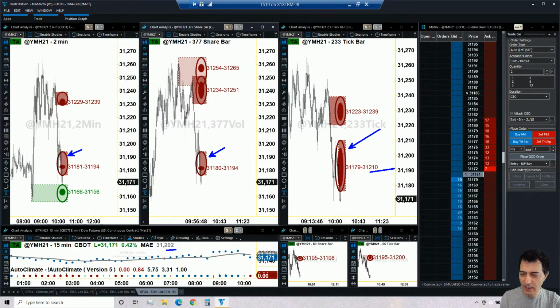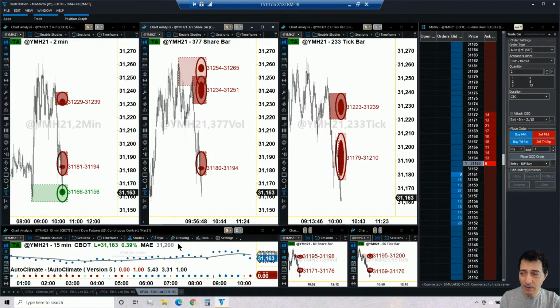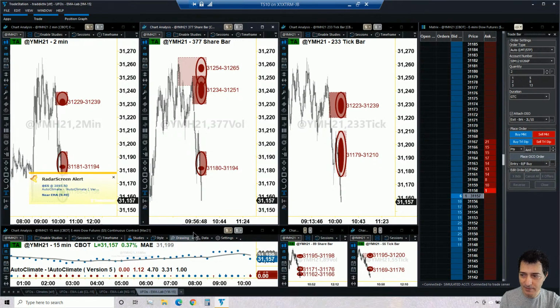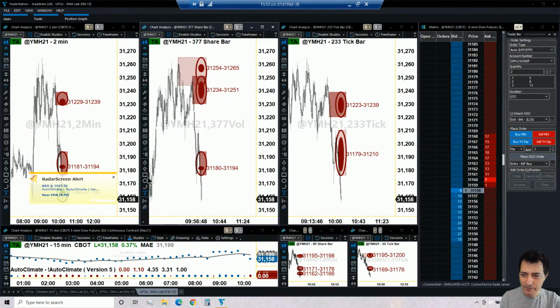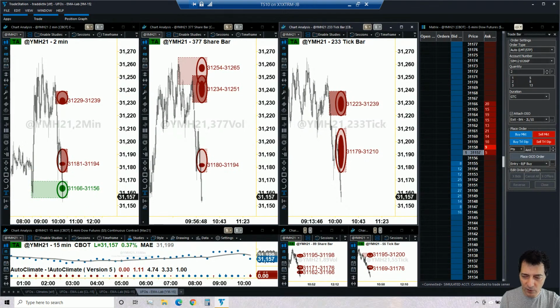That UFO ends at 210. Okay, so we do have a valid setup with the climate and the UFO on the right enveloping the EMA located at 31,202. So the setup is valid. But what's the problem? Well, the problem is that that UFO is a very wide, very deep, very large UFO.